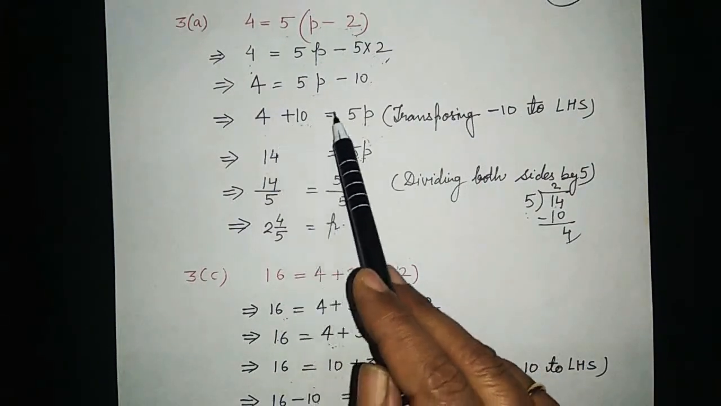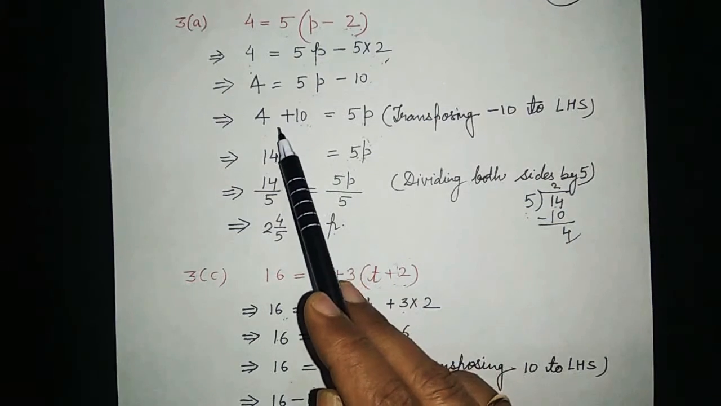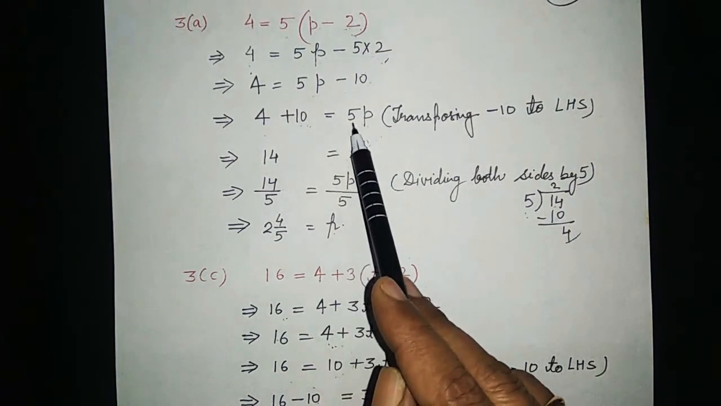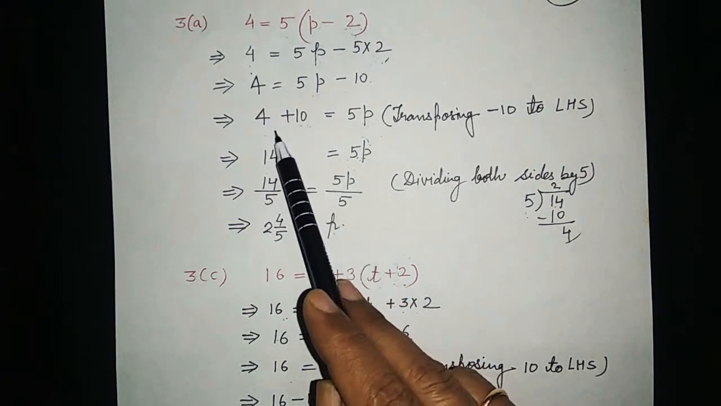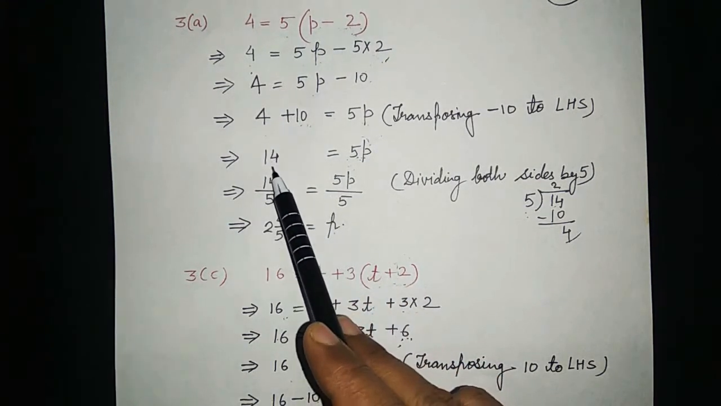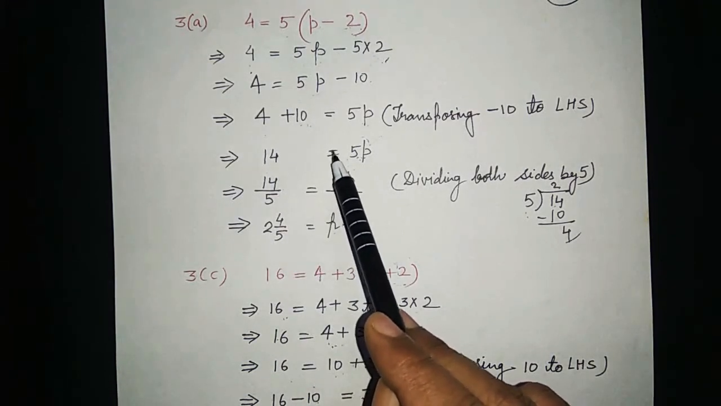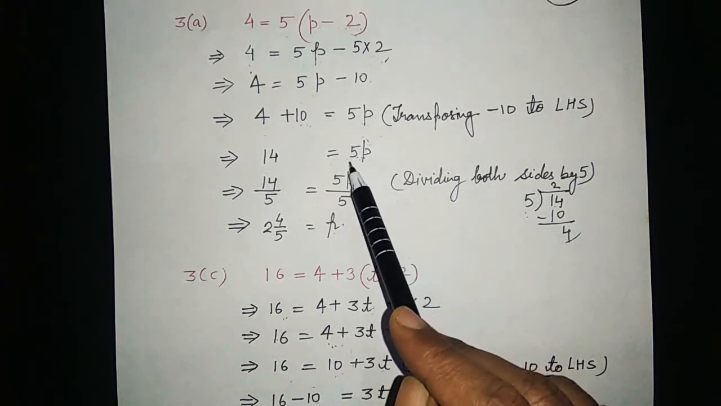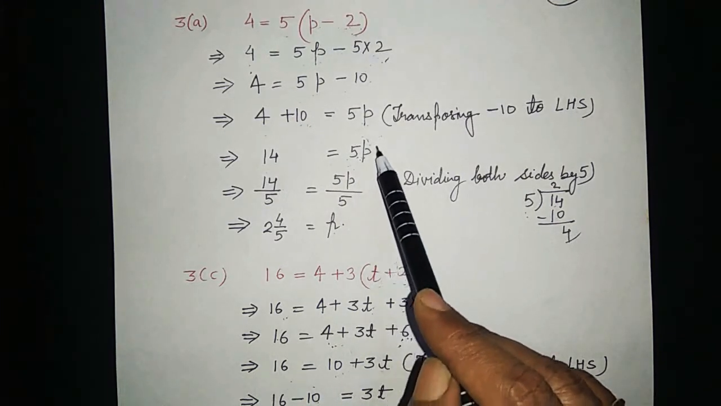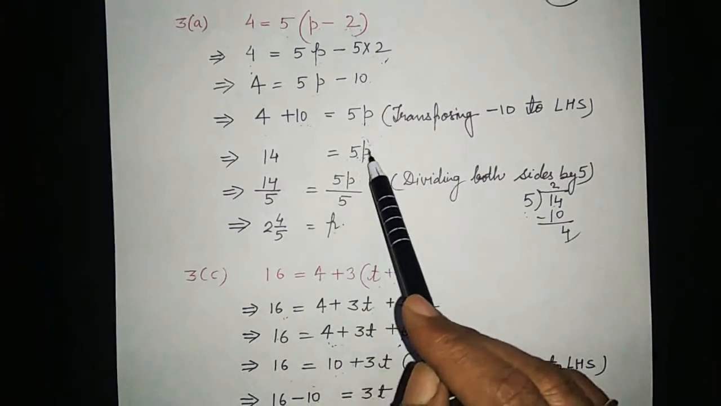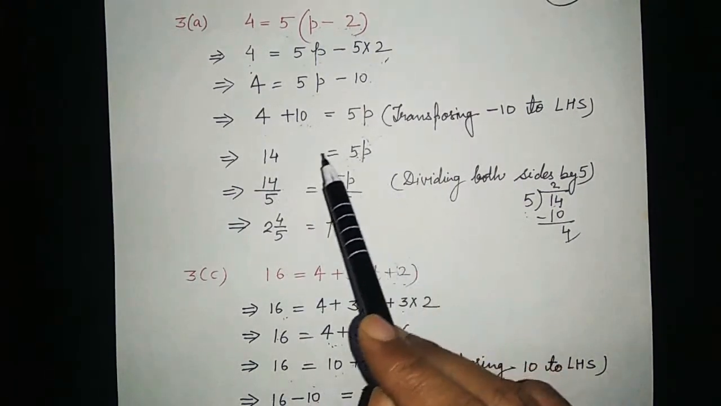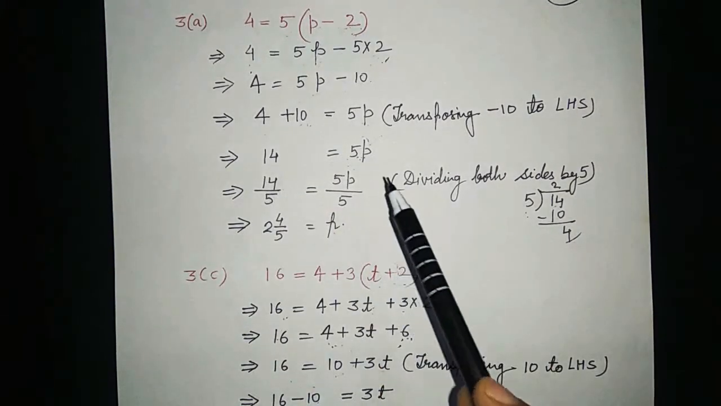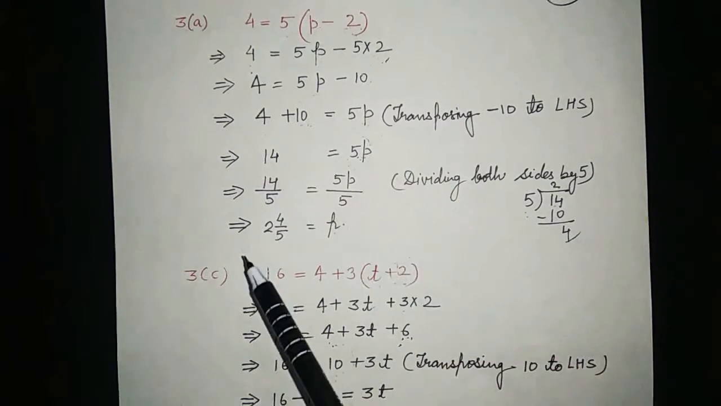Okay. After transposing minus 10 to the left hand side, we will get this equation: 4 plus 10 is equals to 5p. Now 4 plus 10 we will add, we will get here 14. On the right hand side we will write 5p. Now we can see 5 is in multiplication with p. So what do we have to do? We have to divide both the sides of the equation by 5, because here we have to separate this variable p.